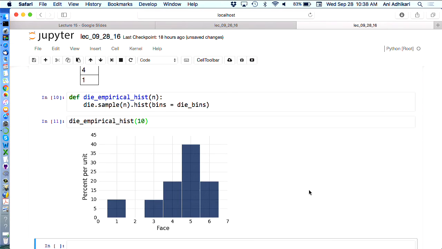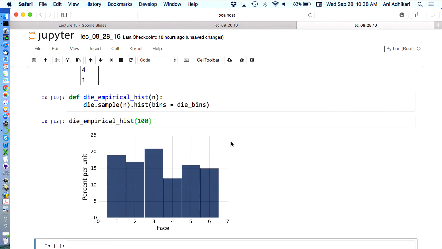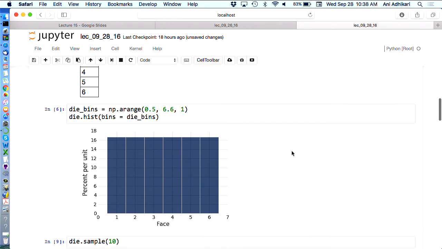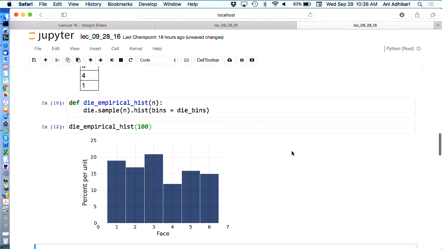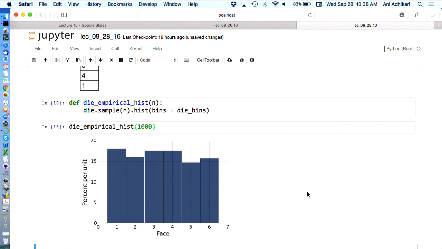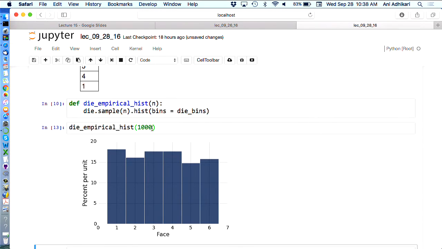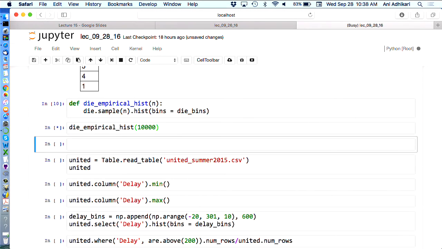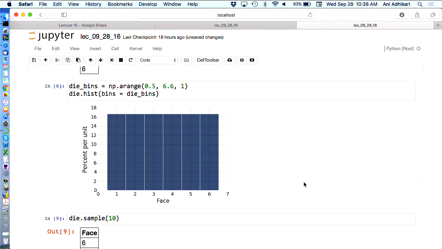Increase the number of repetitions and getting there. The theoretical probabilities look like this. If you increase the number of repetitions to 100, you're getting something that looks like that. If you increase to 1,000, much better. And 10,000, hardly distinguishable at all. Okay.